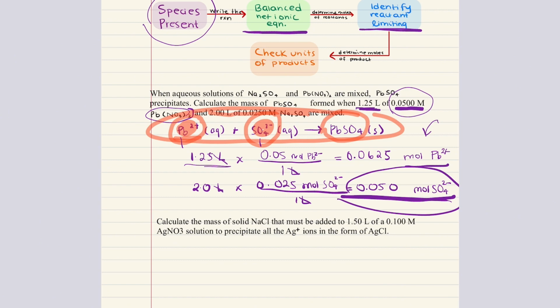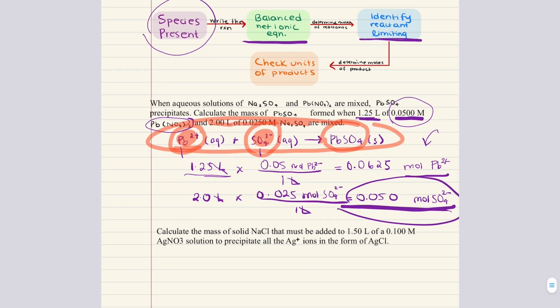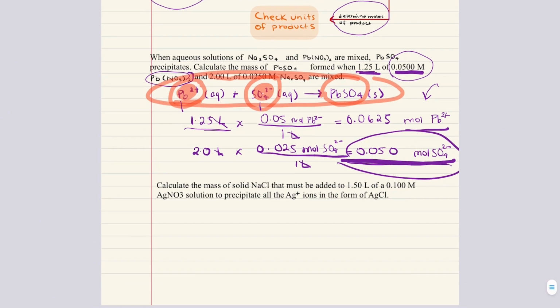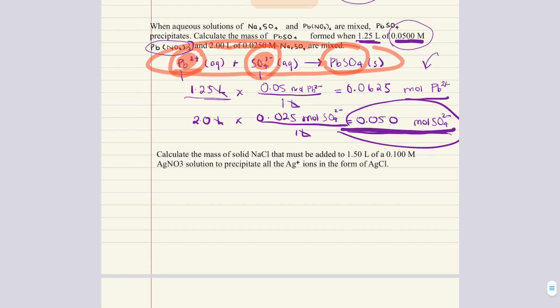Now that we know that, we can begin to calculate the moles of product. All right? We can calculate the moles of product. Now we know that sulfate is the limiting reagent, and that means that the lead ions are present in excess. All right? They're going to be present in excess. The lead ions are present in excess. So that means this 0.05 moles of sulfate is what we're going to use to calculate the moles of product.